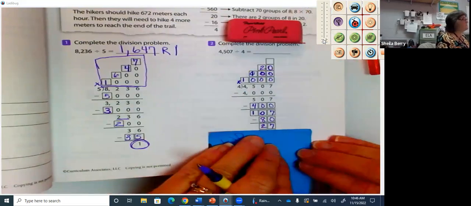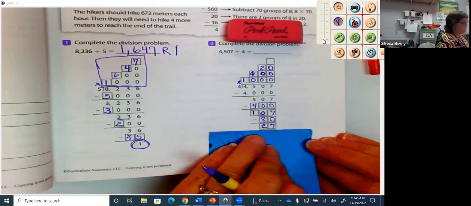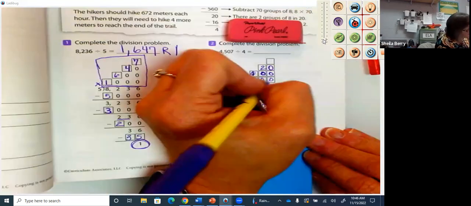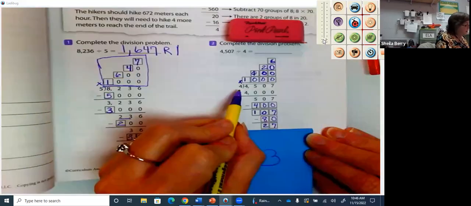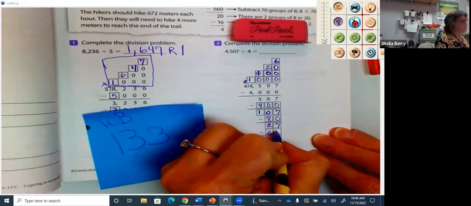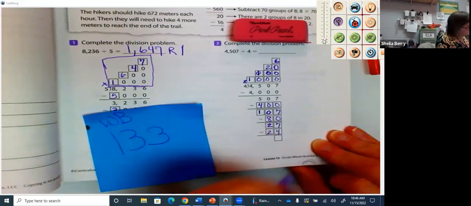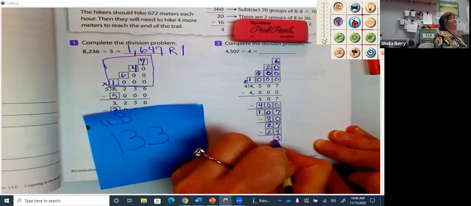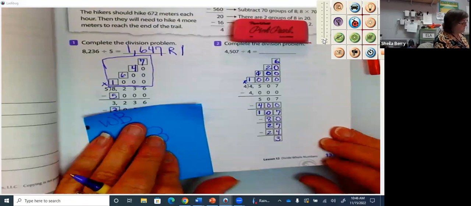So 4 times what's going to get me close to 27? Oh, I heard 6 immediately. Those of us that know our 4s, okay. So if I do 6, what is 6 times 4? 24. And if we subtract 24 from 27, what do we have left? 3. And I'm done. No. I'm not done yet, am I? What do I have to do?